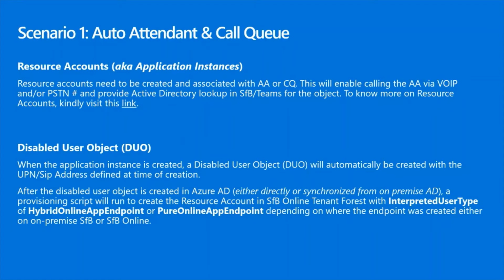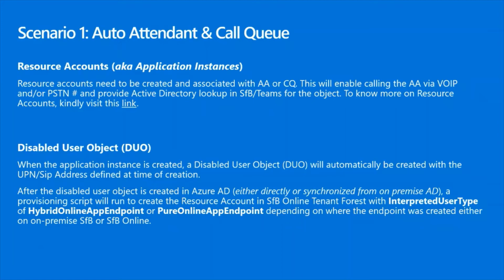Scenario number 1 is going to be auto attendant and call queue. Now, auto attendants, as we are aware, are set up to use menu options to route calls based on caller inputs. The primary purpose of an auto attendant is to direct a caller to an appropriate person in the organization. Callers can be directed to specific people within your organization or to call queues. So we can use a combination of auto attendant and call queues as per our organization's needs.